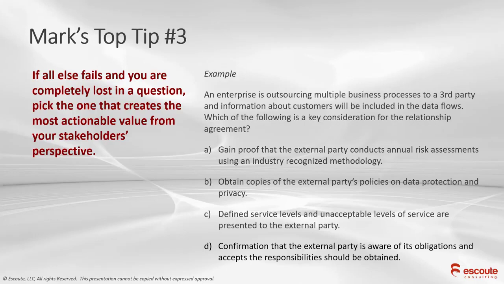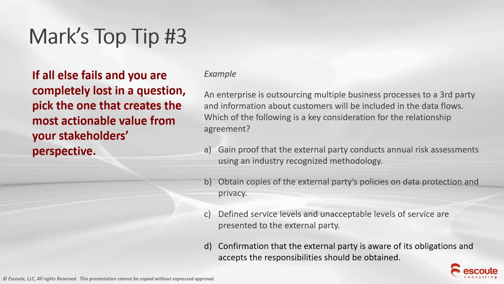Okay, so what this is saying is now we have a third party involved. Personal information or sensitive information may be shared with that organization. What is the big thing we need to think about here? Well, A says gain proof that the external party conducts annual risk assessments using an industry-recognized methodology. Now, I like that, but although this could be helpful, it's more important for the enterprise to conduct its own risk assessment on the external party to identify potential risks. Simply having proof that the external party does a risk assessment doesn't really provide any actionable information. Now, you may select this because you like that, but we may find another answer here that we believe our key stakeholders will really gain more value out of.